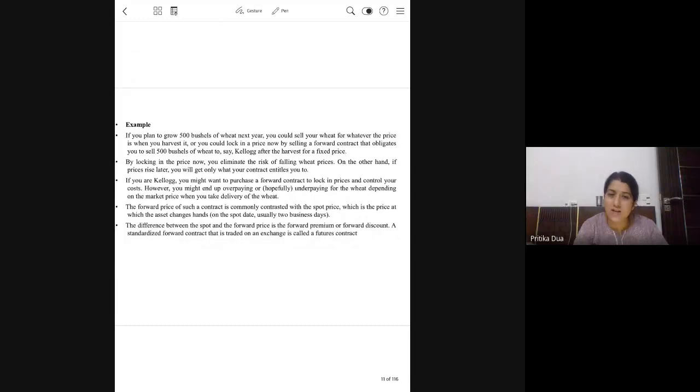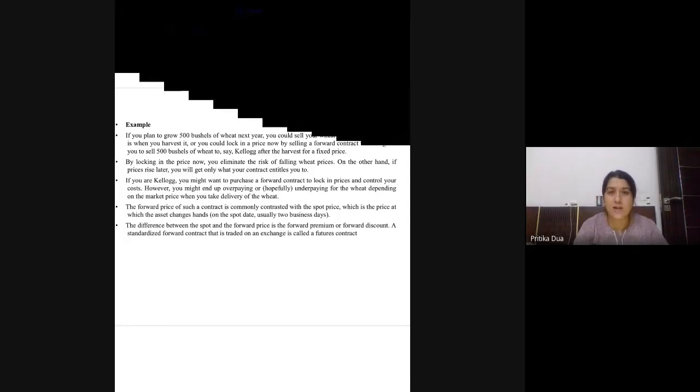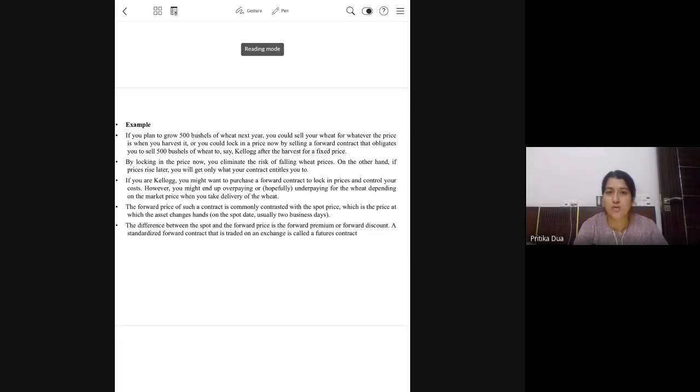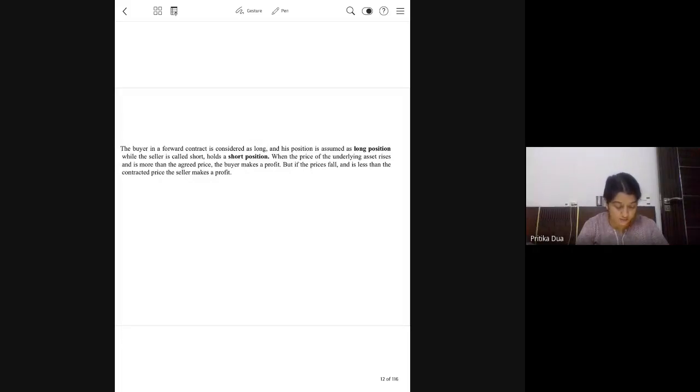Okay, now if this entire arrangement is taken privately, then it is a forward contract. If it is happening through an exchange, then it becomes a future contract. Apart from this, there are other differences also in a forward and future contract. The main being that forward contracts are settled on the maturity date, while the future contracts are settled on a daily basis. Okay, so we'll take an example for that also in the coming up slides. Now, as I told you, the buyer is in a long position hedging against a price rise, and the seller is in a short position hedging against a price fall.